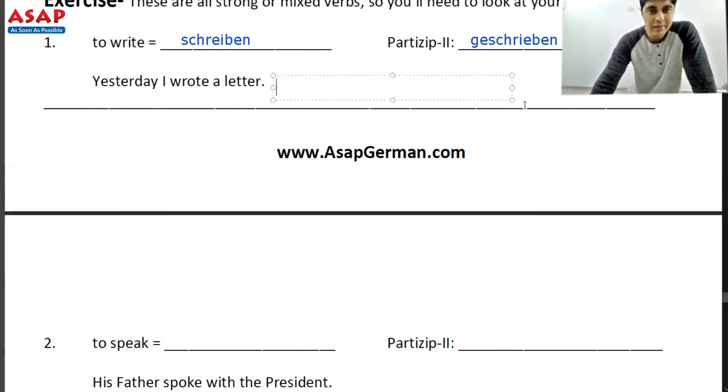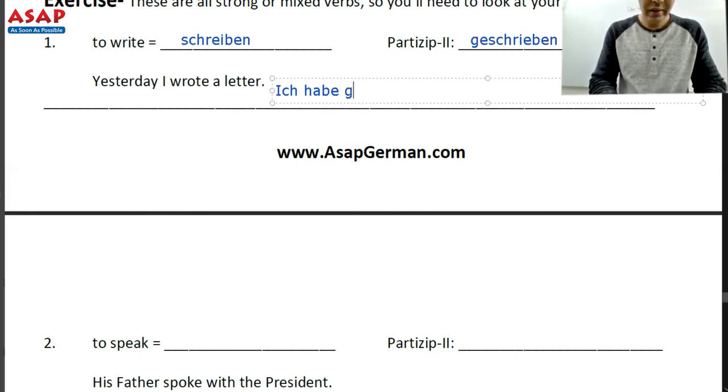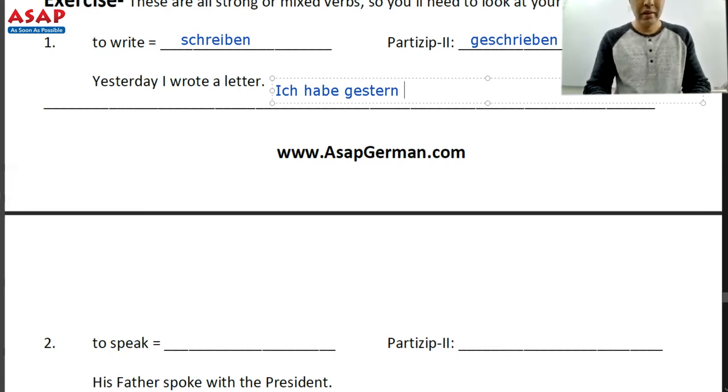And yesterday I wrote a letter. How would you write this? Ich habe gestern einen Brief geschrieben. Yes. Ich, Anand, habe. Can we use gestern in the first place? Yes. Ich habe einen. But if you take gestern at the first position, how should be the rest of the sentence structure? Gestern habe ich. Yes.